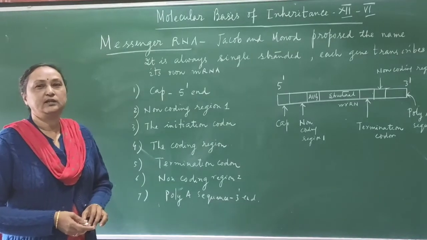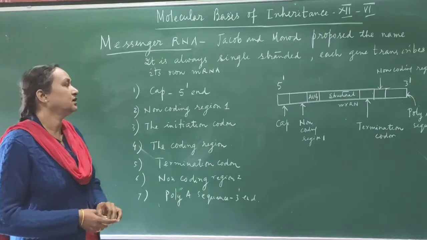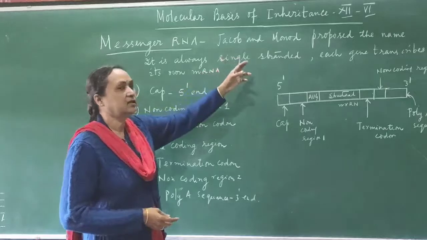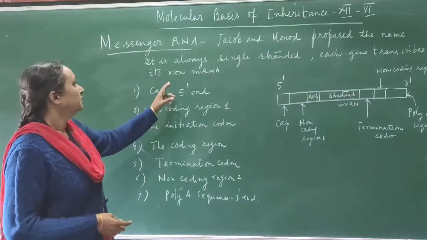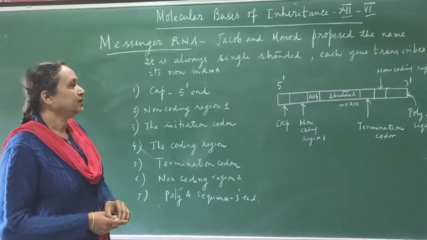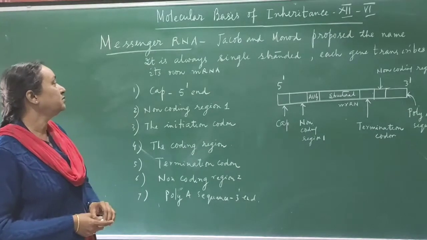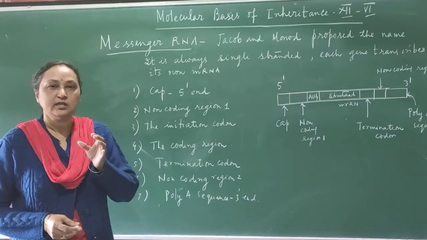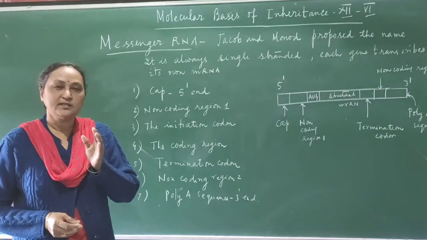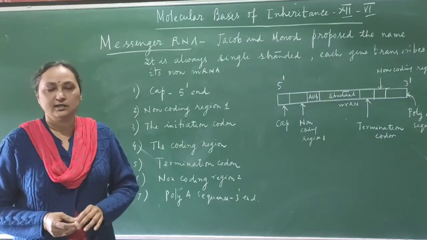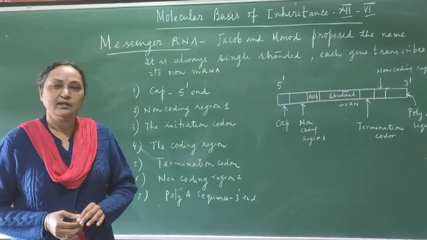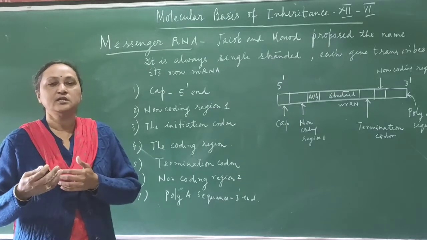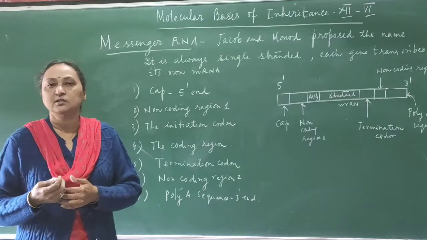The second type of RNA is messenger RNA, and the name messenger RNA was proposed by Jacob and Monod. It is always single stranded and each gene transcribes its own messenger RNA. Messenger RNA always single strand RNA है, और इसका काम क्या है, ये DNA से इंफॉर्मेशन ले रहा है और ये इंफॉर्मेशन दे रहा है कि किस तरह का प्रोटीन का फॉर्मेशन होना है.